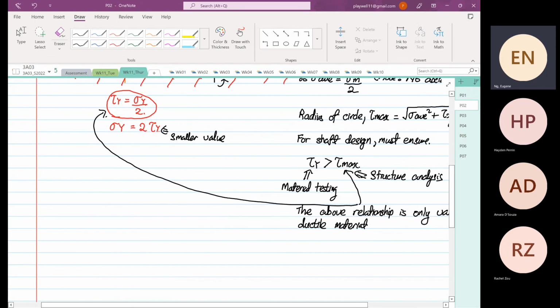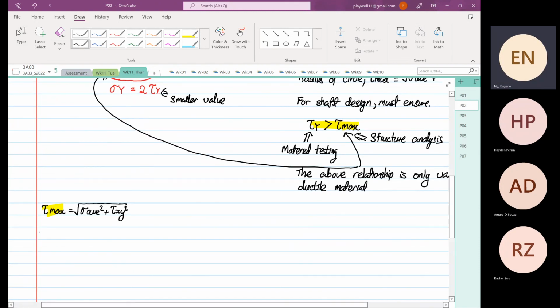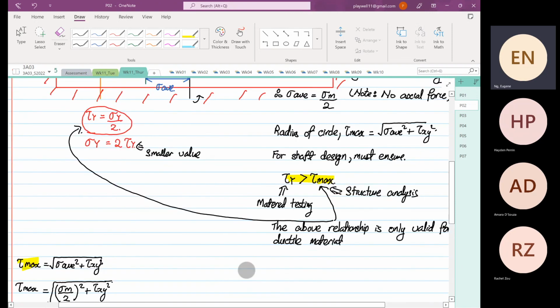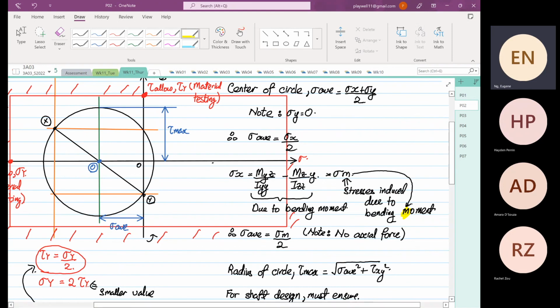So now coming back to this equation, we have the relationship where tau max is equal to the square root of stress average squared plus shear xy squared. So this is the most important. To determine tau max, we have to apply this relationship. So we also know that tau max is equal to the square root of stress due to bending moment squared plus the shear xy squared. So stress M we derived earlier.